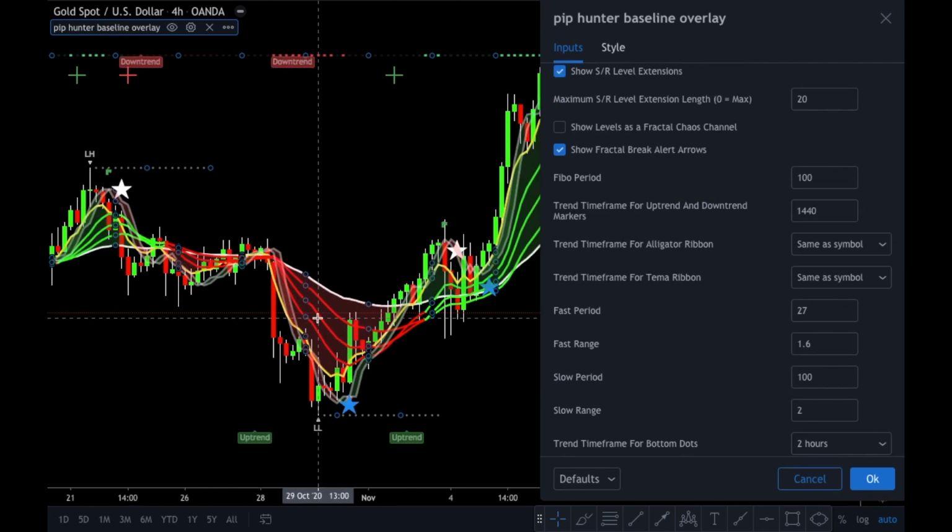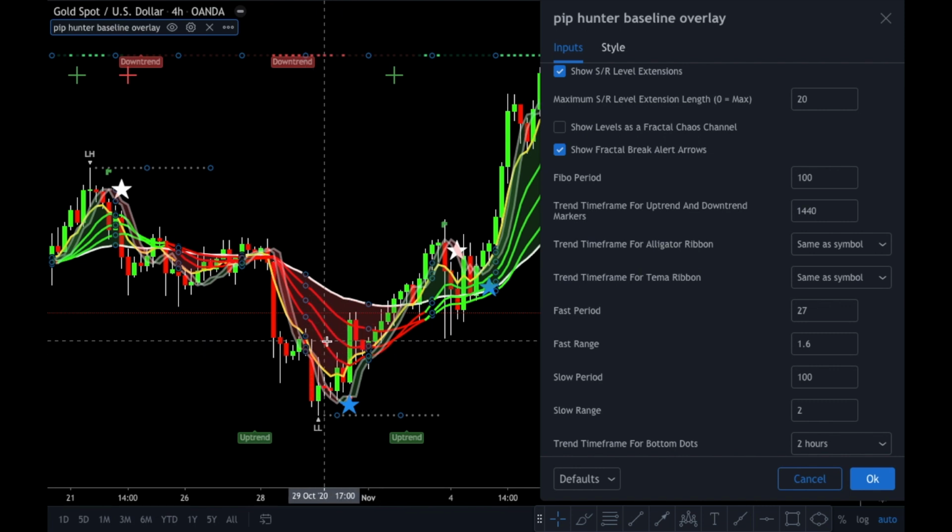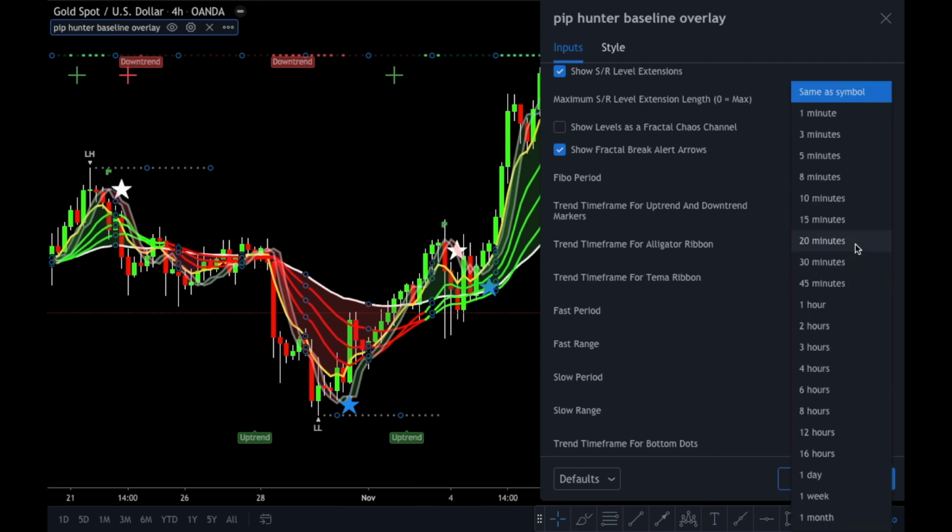So what we have here is a Williams alligator. This is a custom Williams alligator. We can actually change this one if we want to a different time frame, because it is multi-time frame as Taylor set it up for us. We're on a 4-hour chart, so same as symbol means it's showing us a 4-hour trend right now. But if we want to go to a higher time frame, you shouldn't really go to a lower time frame if you're on a high time frame. So you want to go to anything above 4 hours.